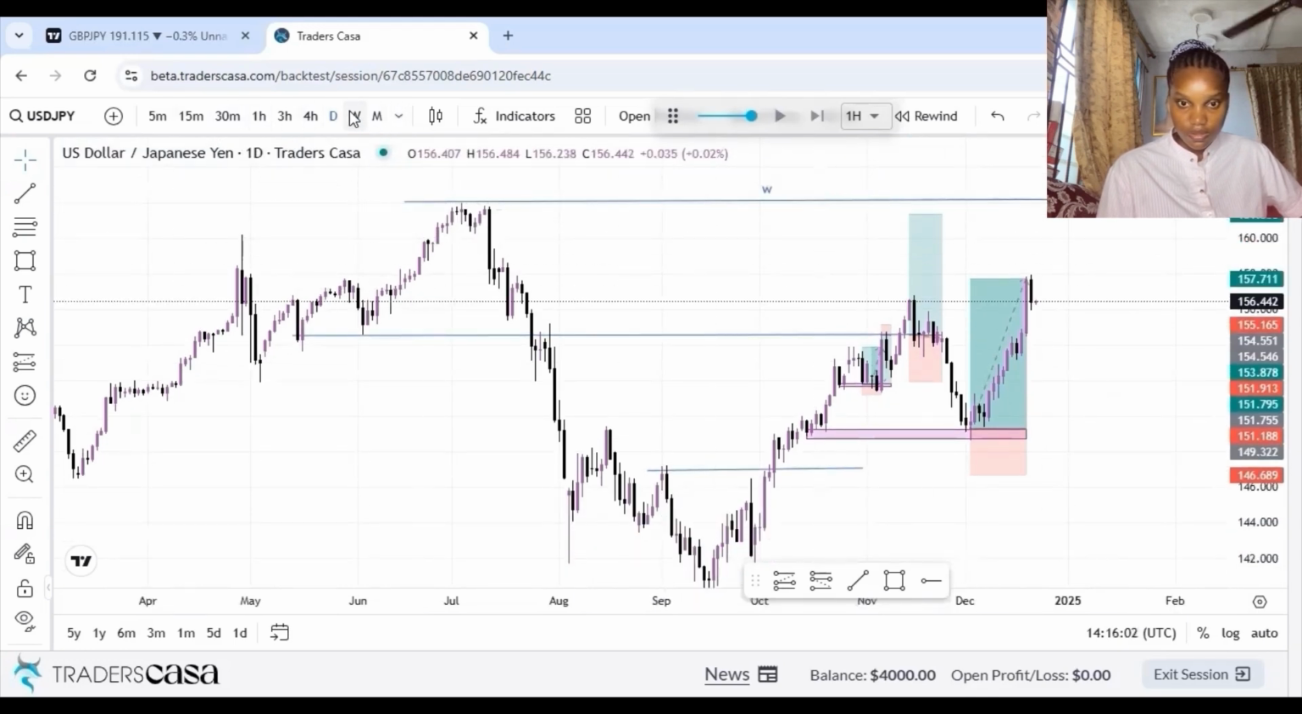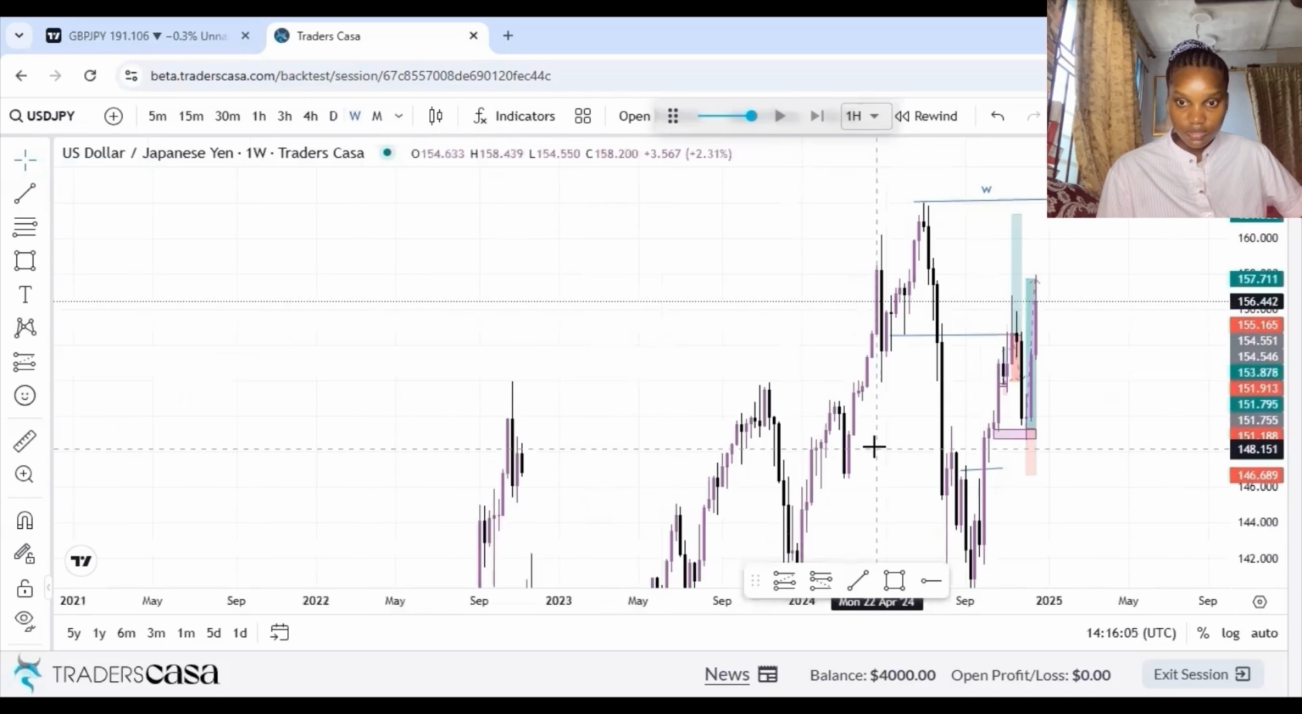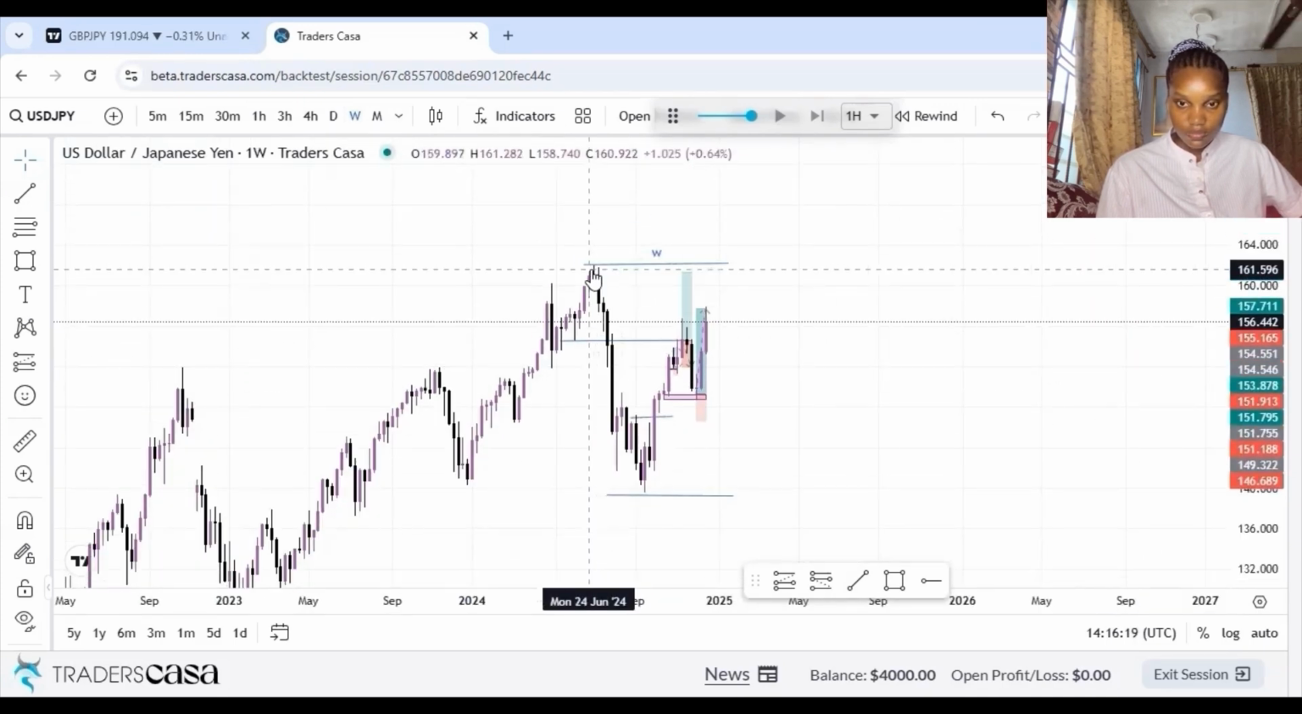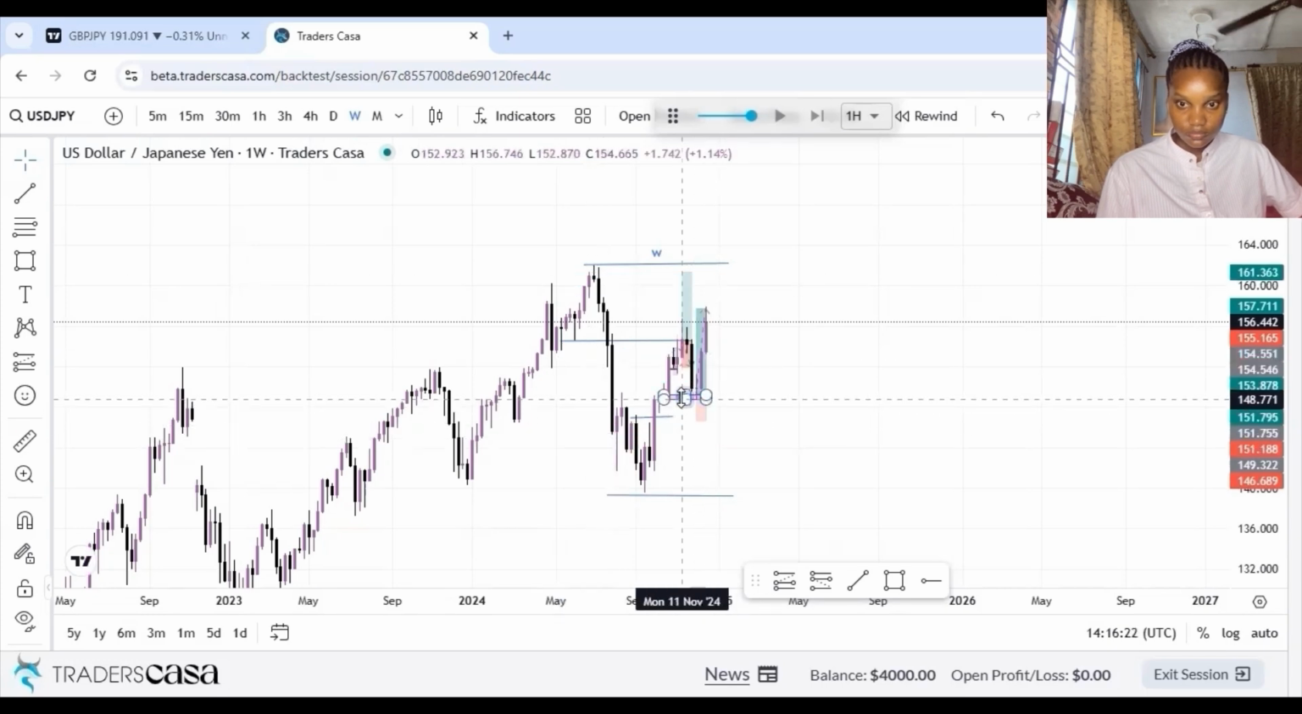All I need to do is just go to my daily, mark out the high and the low. After that, mark out the high and the low resistance. This is major resistance here, right? And this is like the major support here.